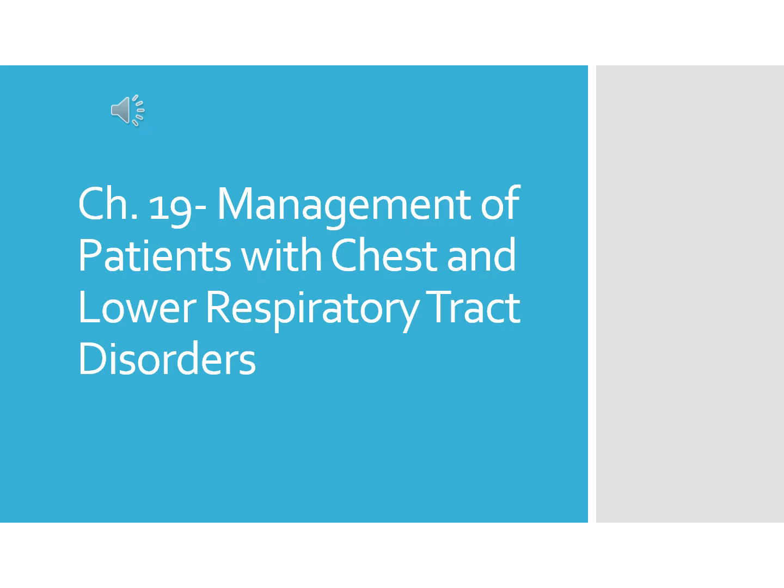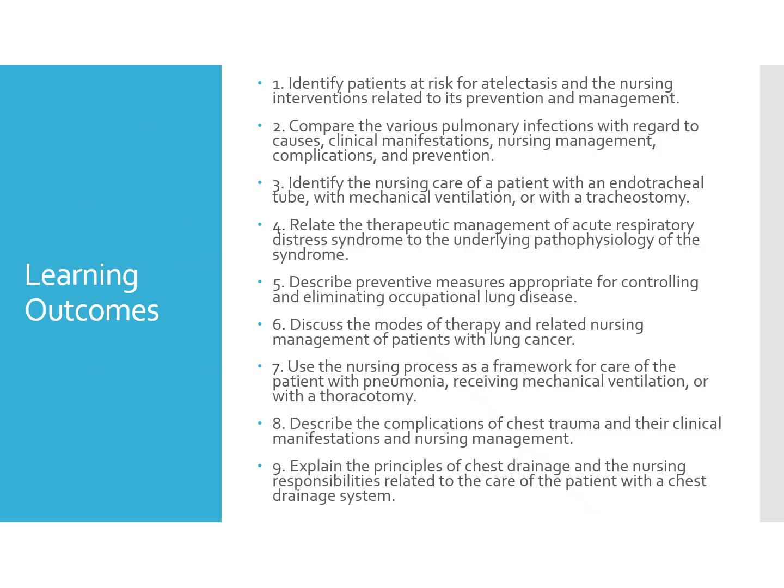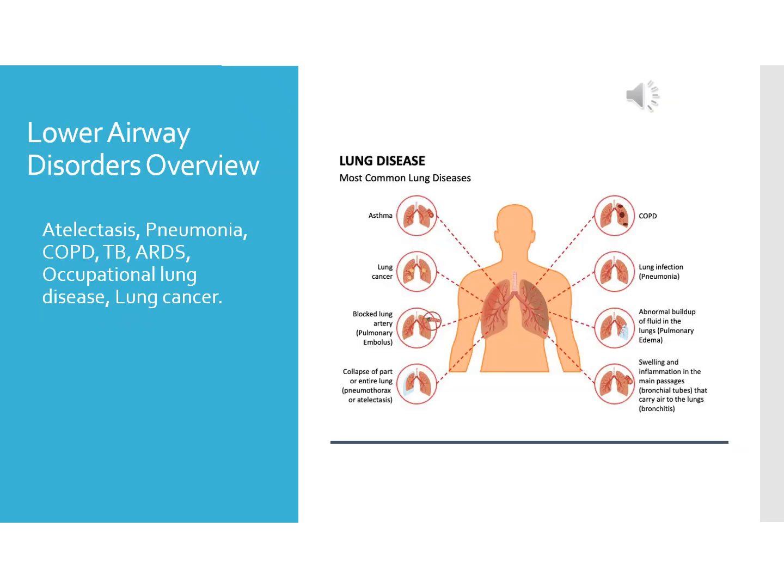Okay, now we're going to do chapter 19. This is going to be problems with the chest and lower respiratory tract disorders. So we'll talk about these diseases. All right, so in this section, we're going to talk about lower airway disorders. These are disorders or problems that impair ventilation, diffusion, and/or perfusion, which will lead to hypoxemia itself. So this is usually problems of the lungs or the circulatory system affecting the lungs.